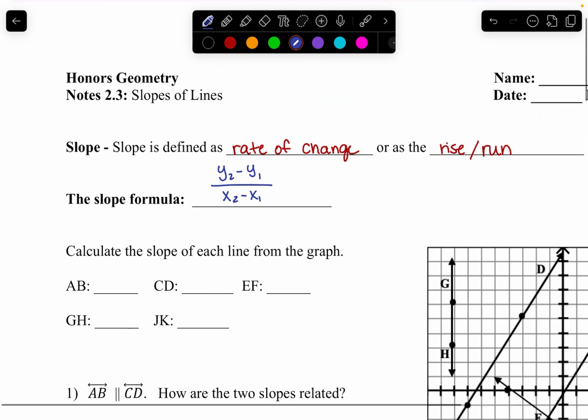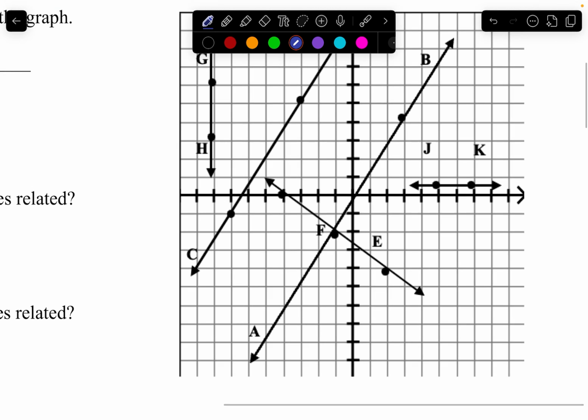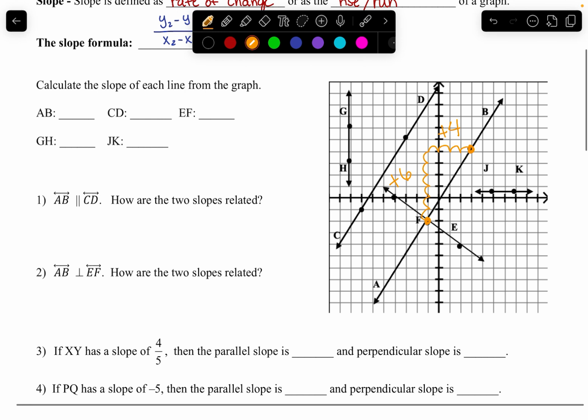So what we're going to do is we need to calculate the slope of each line from this graph, and we're going to use rise over run. So I'm going to start with line AB, and here's the dot I'm starting at, okay? So I'm going to rise 1, 2, 3, 4, 5, 6. Remember that the up direction will give you a positive value. And then I'm going to run 1, 2, 3, 4. And going to the right is also a positive value. So this is a rise of 6 and a run of 4. So what I need to do is I need to always make sure that I am giving simplified fractions.